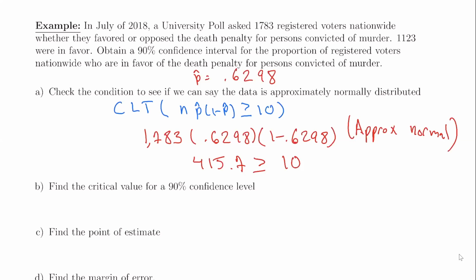For part B, we're going to find the critical value for a 90% confidence level. All you have to know is that we're doing a 90% confidence level. I'm going to use a t-table to help me get the z value, because we want to find what z alpha divided by 2 is equal to. So I'm going to switch over to the t-table.